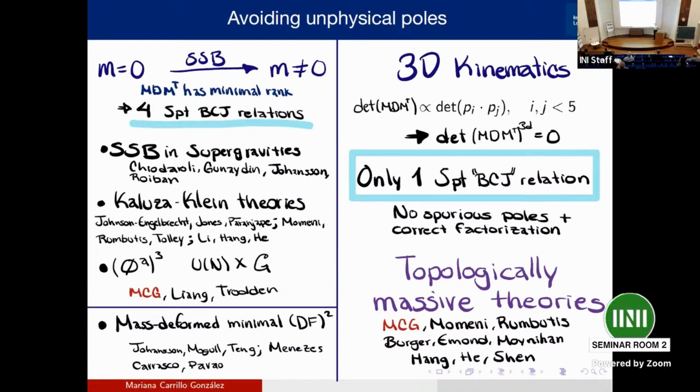And the reason for this is because the determinant of this matrix is actually a Gram determinant of 4 different momenta. So if you go to 3D, by default, you cannot have 4 linearly independent vectors, and then the determinant is 0. So with this single relationship between the amplitudes, which is very different to what happens with spontaneous symmetry breaking, we showed that you can get a sensible double copy, at least up to 5 points, and there are no spurious poles, and it factorizes correctly. And the example that we found of a theory that satisfies this is topologically massive theories in 3D.